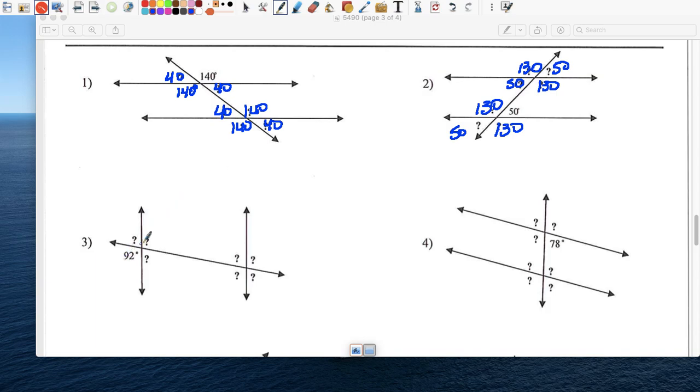This is 92, this is 92, and if you want to go ahead, use the corresponding angles, meaning this is 92 and this is 92, and the supplement of 92, 180 minus 92 equals 88. So the other angles are all 88.